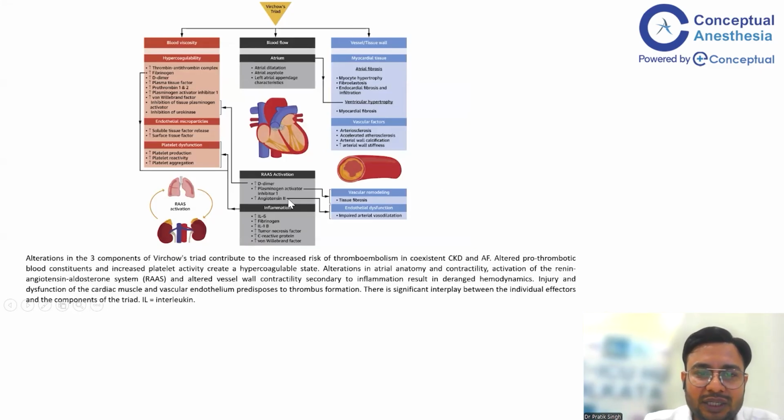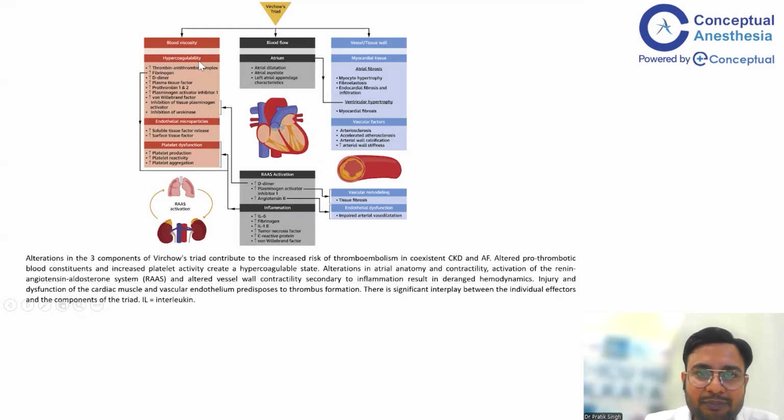This is how, when the body's mechanism is jeopardized, we know the triad is blood flow, blood viscosity, and vessel wall. If there is any issue with this, like stasis in blood flow, hypercoagulability in blood viscosity, and endothelial injury, these are all the factors which lead to the formation of thrombosis in the body.